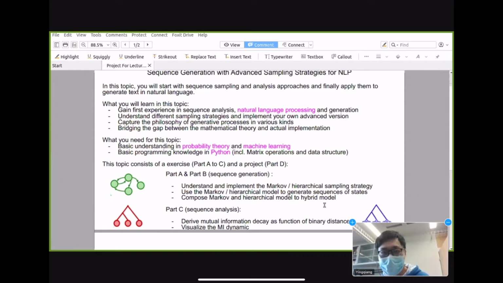In the exercise, we have basically 3 parts. Part A and part B will be related to sequence generation. In this case, you need to understand and implement some basic machine learning models to generate sequences and analyze them. And in the second part, you have to visualize the findings by modeling one of the metrics of vector information decay as a function of binary distance between the states in sequence.